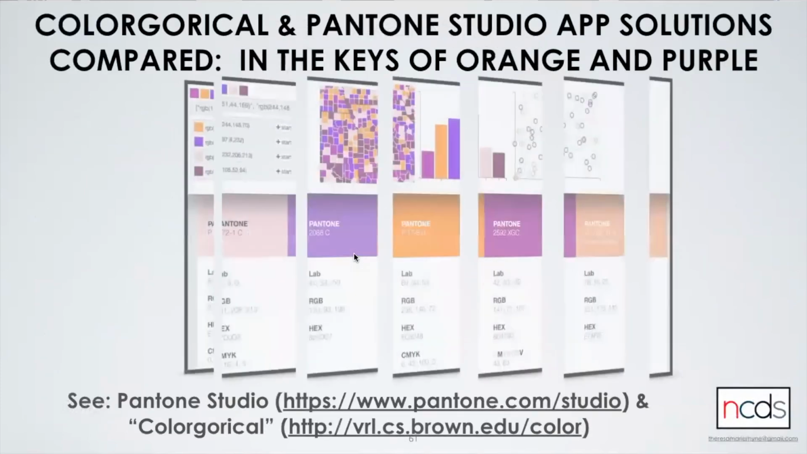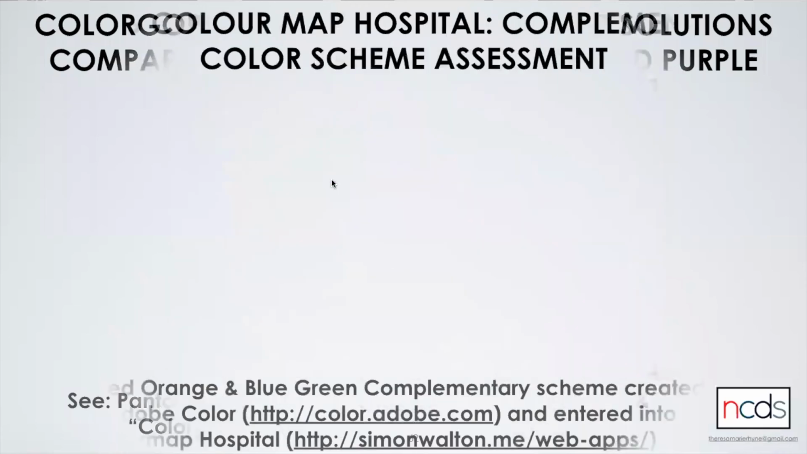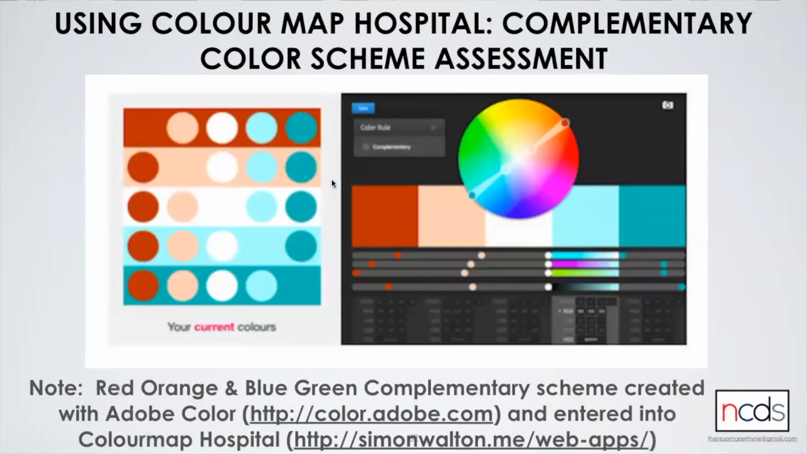This is an example of what I did. I took some Pantone colors and used the Pantone app and put these values in there and created a Colorgorical example to show what this would look like as a visualization. Color Map Hospital was done in the United Kingdom.